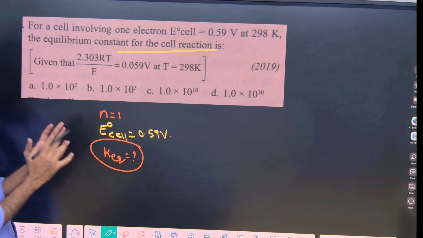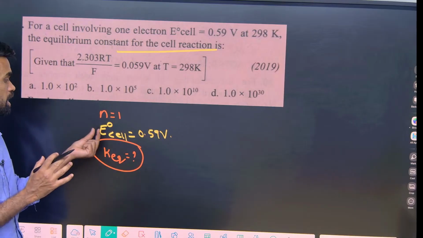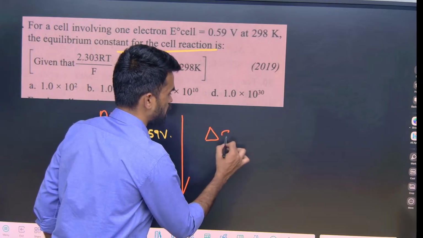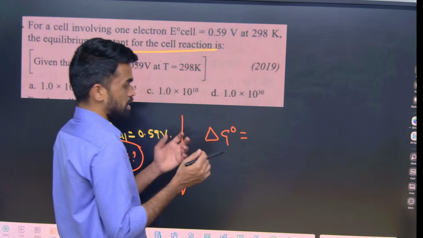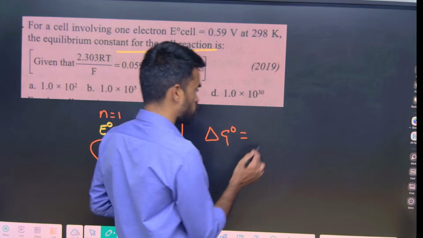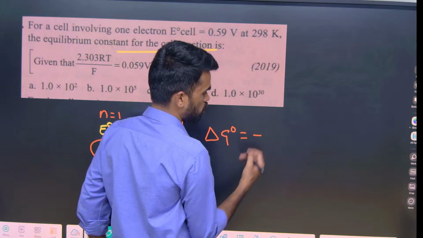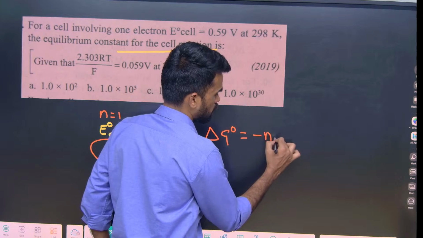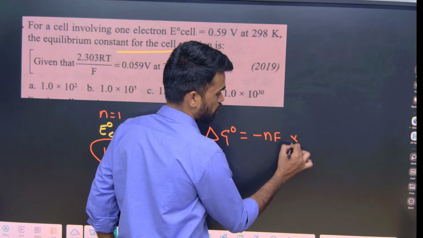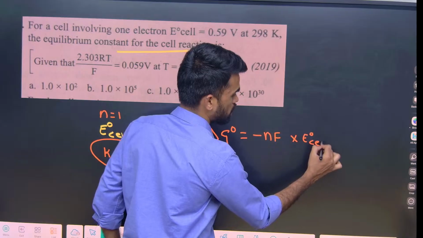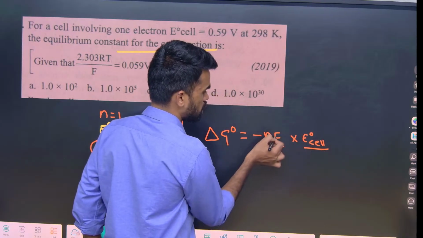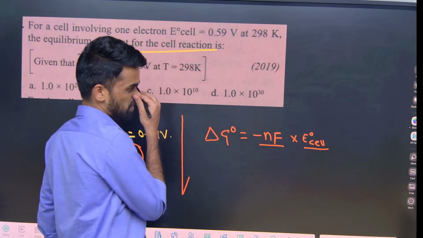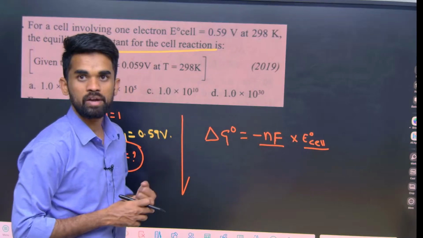Now what is the equation that relates electrode potential with equilibrium constant? We have one equation: the standard Gibbs free energy, delta G naught, which is also considered the maximum work done, is equal to minus charge into potential. Charge is nF, so nF into E naught cell. This is the potential, this is the charge. F indicates the Faraday and n indicates the number of electrons involved.